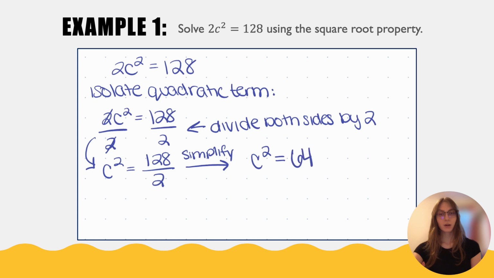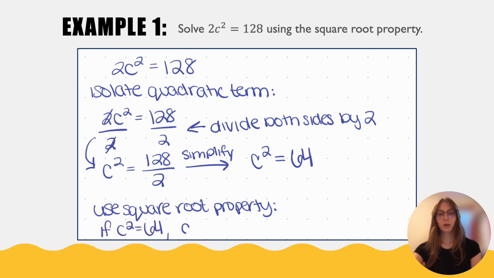Now that we've isolated our quadratic term, we can apply the square root property. The square root property states that if c squared equals 64, then c equals plus and minus the square root of 64. And because 64 is a perfect square, we can go one step further and say that c equals both positive and negative 8.